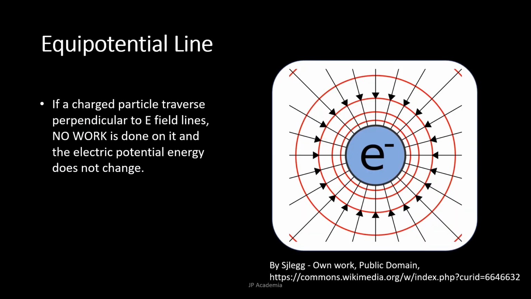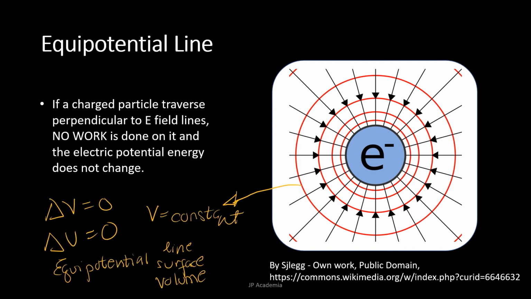I have this diagram showing the electric field lines in black arrows going into the electron, given that the electron is an electric field sink, and equipotential contours shown in red circles around an electron. This path, the circles, is called an equipotential line, or equipotential surface, or volume, wherein the V, the electric potential, is constant. If a charged particle traverses perpendicular to the electric field lines, no work is done on it, and the electric potential energy, the delta U, does not change, or this is equal to 0.